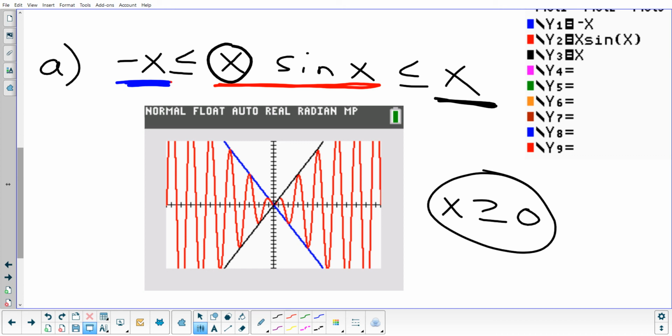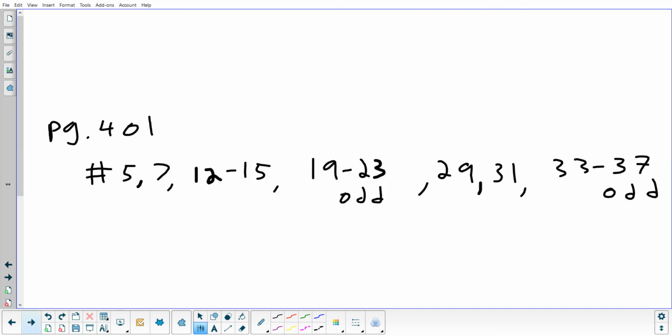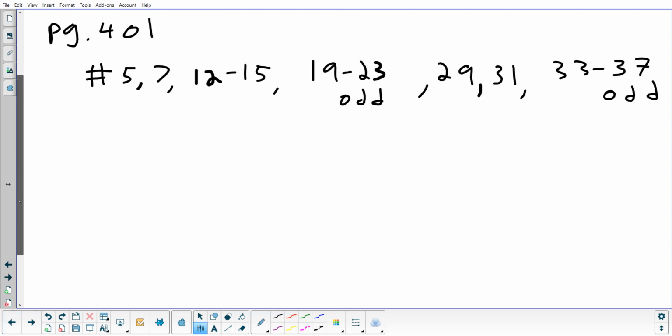Okay, any questions on that one? So that's a double inequality. All right, so that's the homework for tonight. Tomorrow, just a normal day, but I think the plan for homework tomorrow night most likely will be a take-home test on this section.